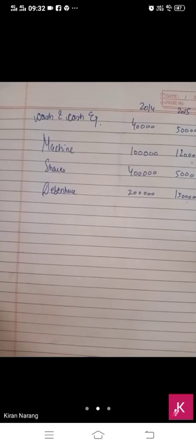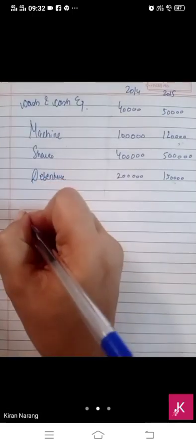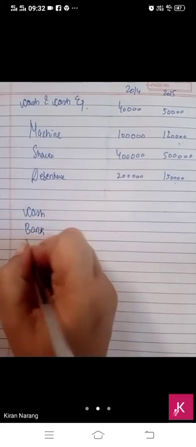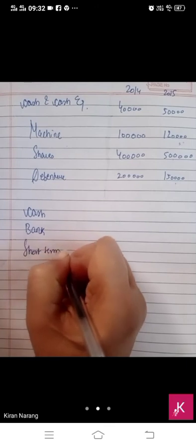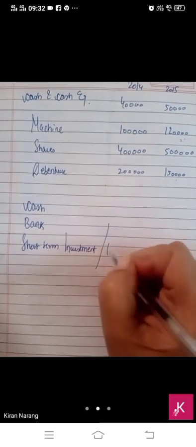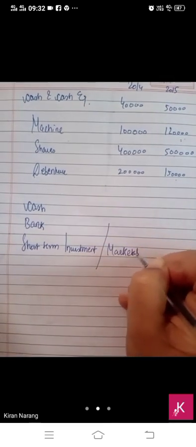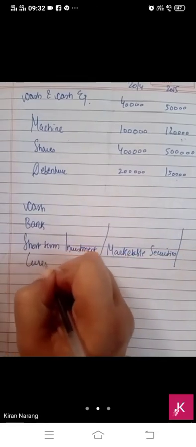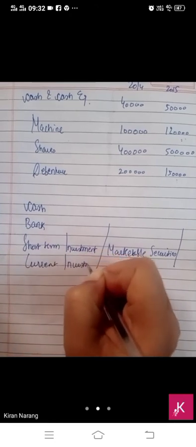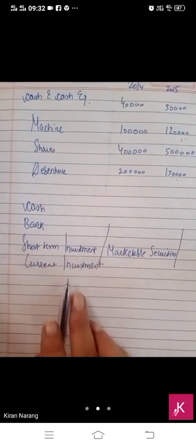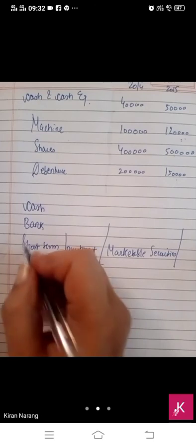Now what is cash and cash equivalent? It includes cash, bank, short term investment. It is also called marketable securities, and current investment. These are three names for one thing: short term investment, current investment, or marketable security.